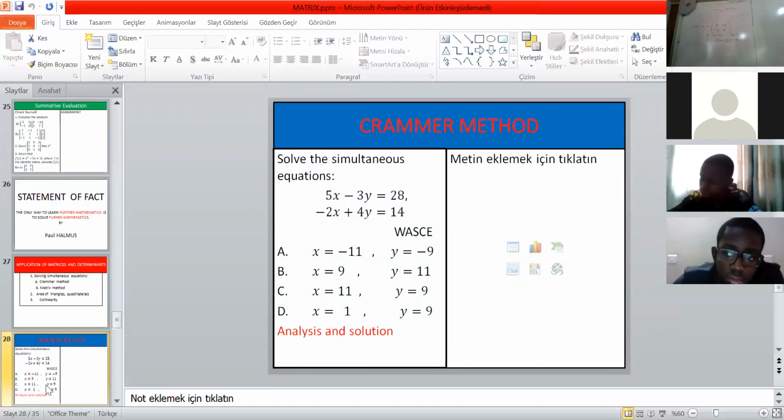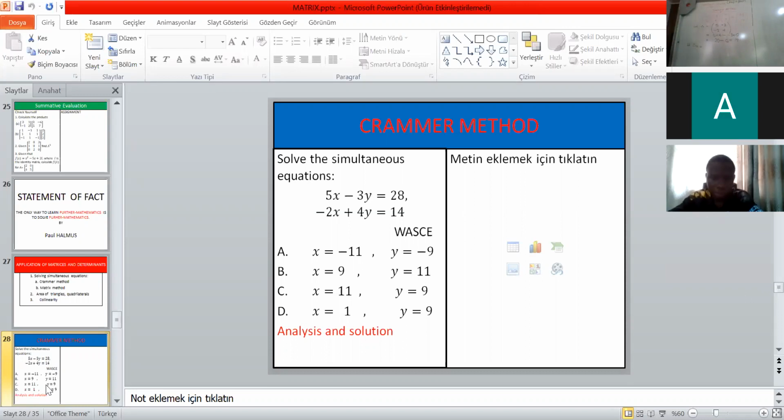The next thing is to copy the constants 28 and 14 in place of 5 and -2. Copy it and post it here. So I'll now say let delta x be equal to the parentheses 28, -3, 14, 4.